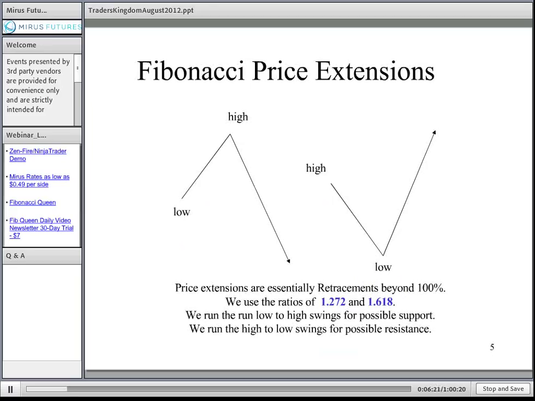As far as the Fibonacci price extensions, okay, you're still only using 2 points. This is where I'm measuring the prior low to high swings and extending downwards using 1.272 and 1.618. Or I'm going to measure prior high to low swing and extend upwards using the same ratios, 1.272 and 1.618. Okay, so if you're running the low to high, you're looking for support. If you're running the high to low, you're looking for possible resistance.